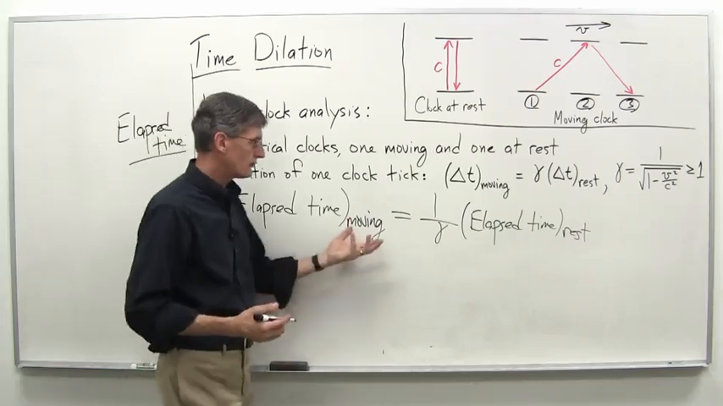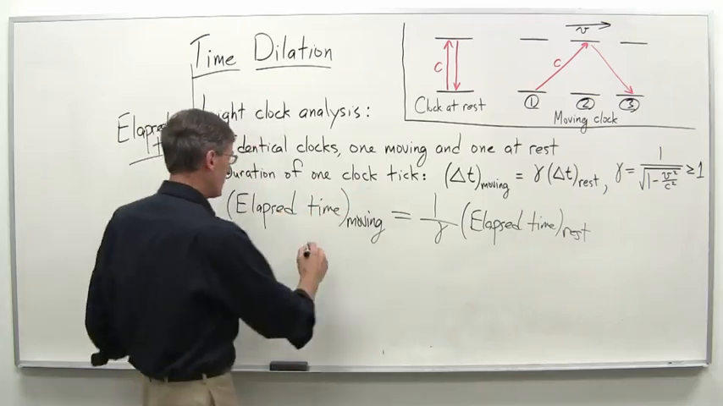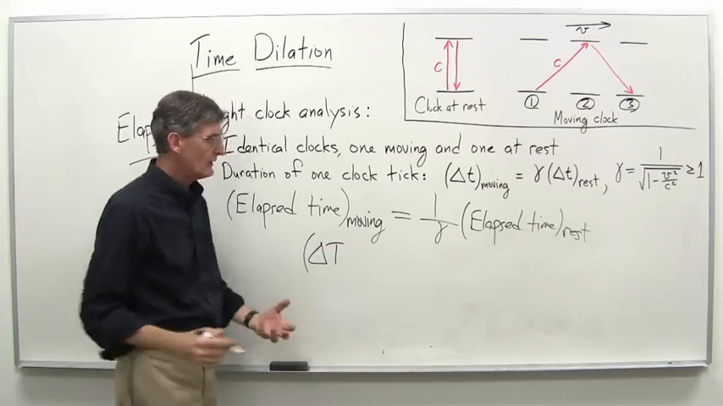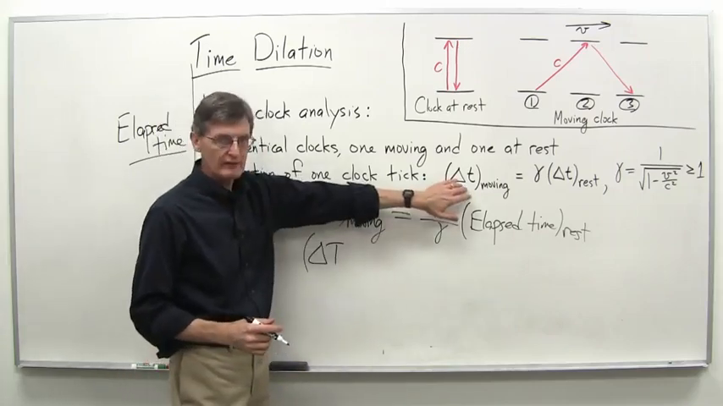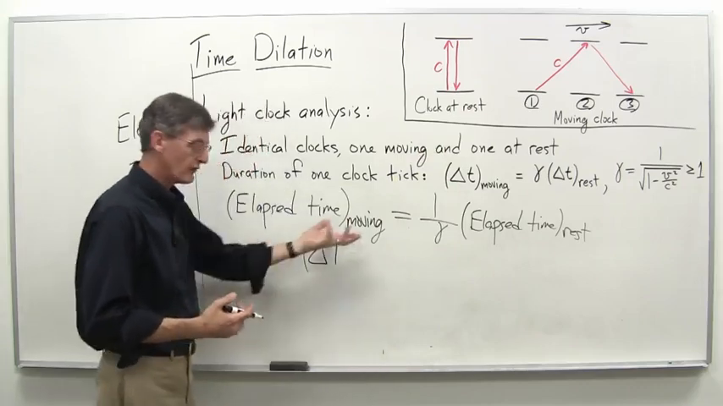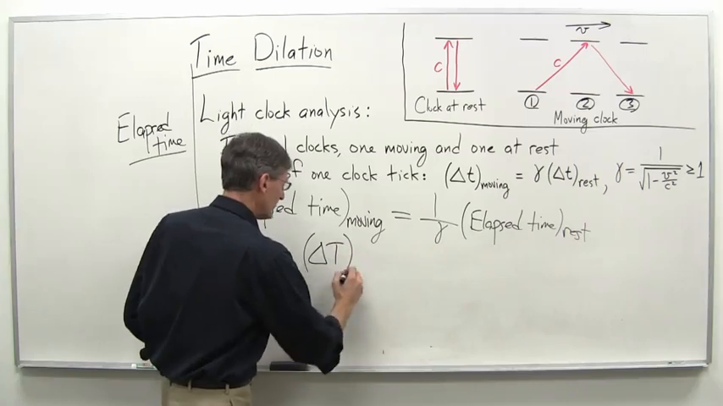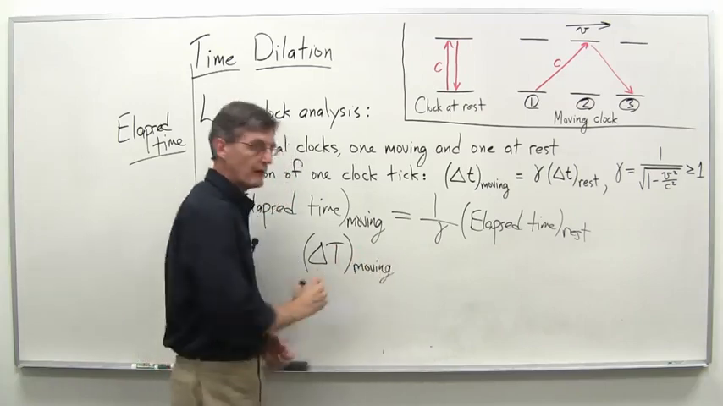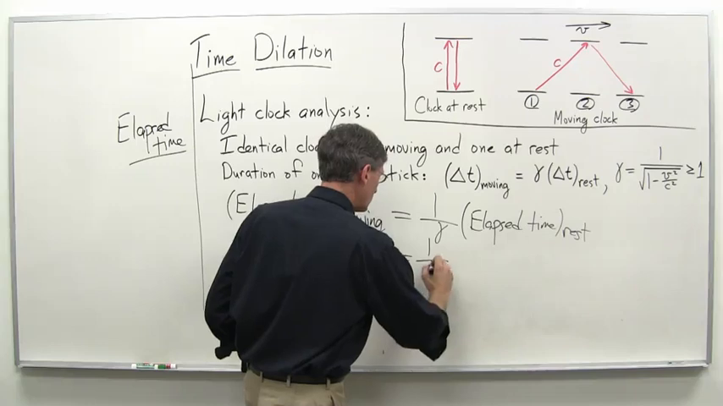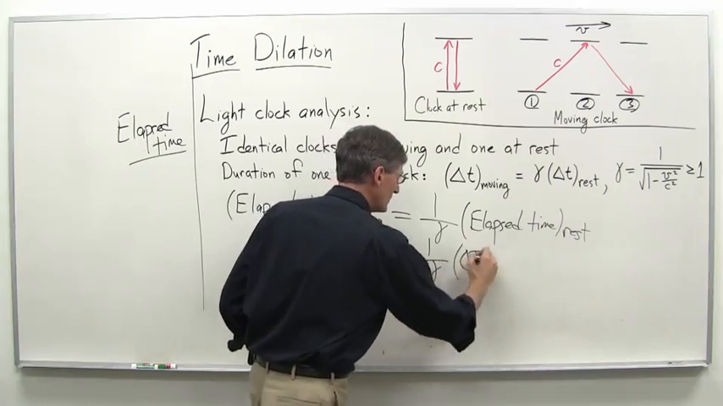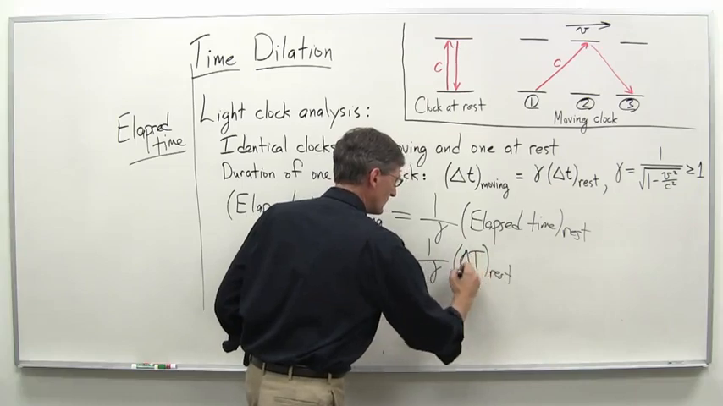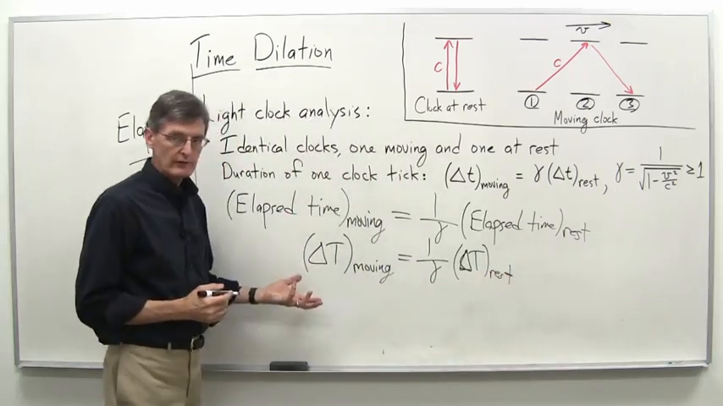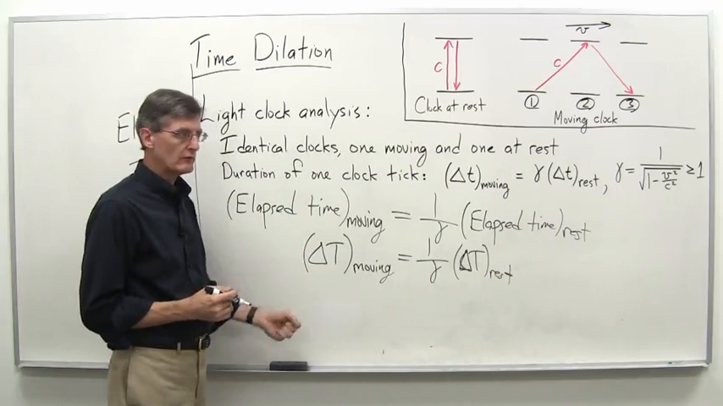So sometimes, just to write this in a little better form, we might write it like this. Delta t, well, we use capital T for elapsed time, at least for the moment, because we use lowercase t here. In the future, we may just start using lowercase t's for this equation as well. But for now, we'll say delta t of the moving clock, the elapsed time on the moving clock, again, equals 1 over gamma times delta t of an identical clock at rest. Right? So that is our time dilation equation. And again, it shows the moving clock runs slow.